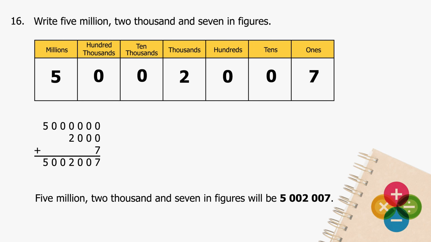$5,000,007 in figures will be 5, 0, 0, 2, 0, 0, and 7.